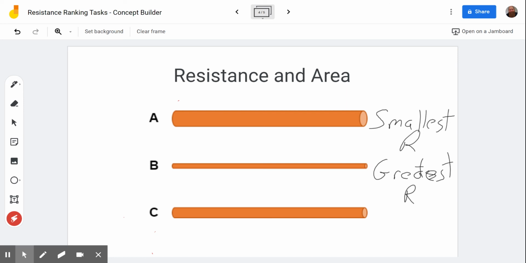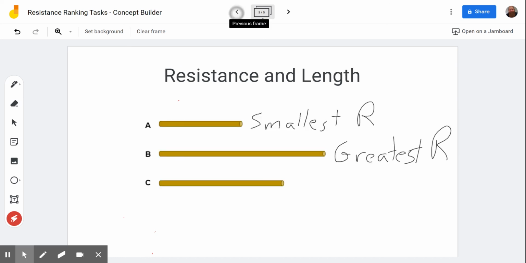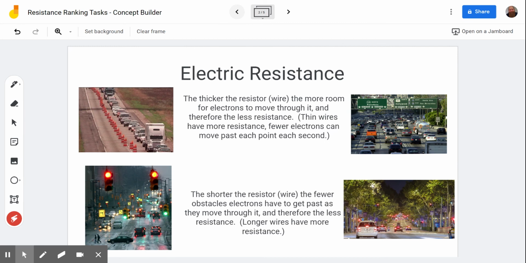All right. Well, enjoy puzzling out the resistances of various wires on the concept builder here. As you remember our car analogies, the thicker the road, the less resistance there is, and the shorter the road, with only one stoplight, would be the least amount of resistance.